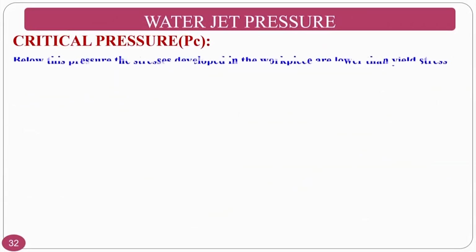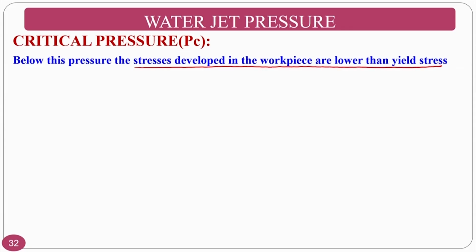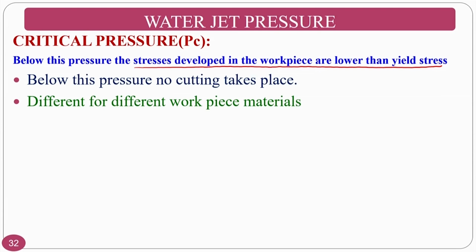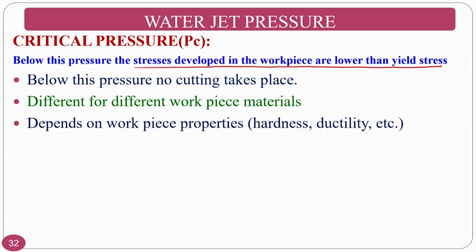So, water jet pressure, critical pressure, as we have seen in the previous slide, below this pressure the stresses developed in the workpiece material are lower than the yield stress, that means material removal will not take place, because the yielding itself is not taking place. This critical pressure is different for different workpiece materials. If I want to cut hard materials like stainless steel, the critical pressure will be different. If you want to cut aluminum, the critical pressure will be different. That depends on workpiece properties, that is hardness, ductility and other things.